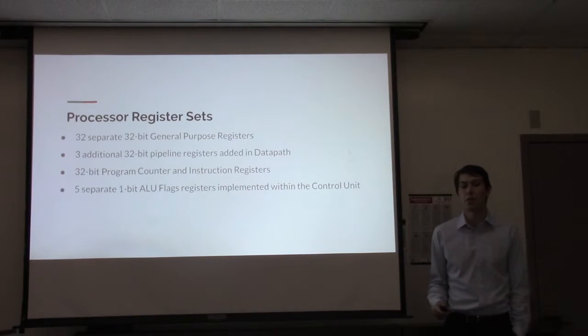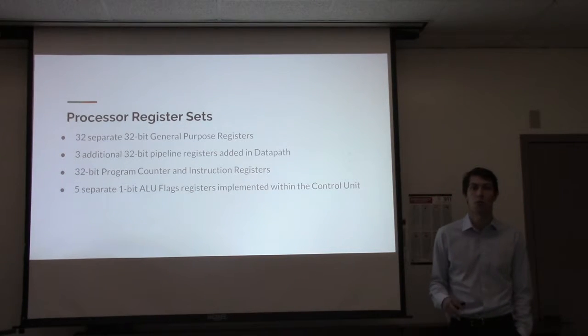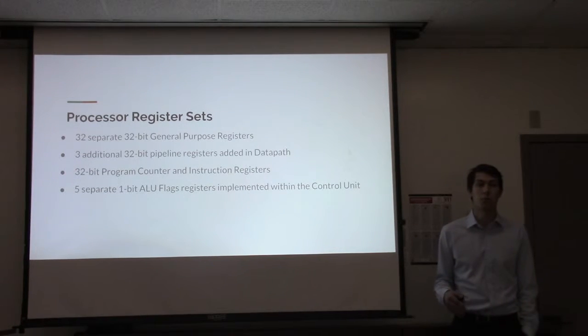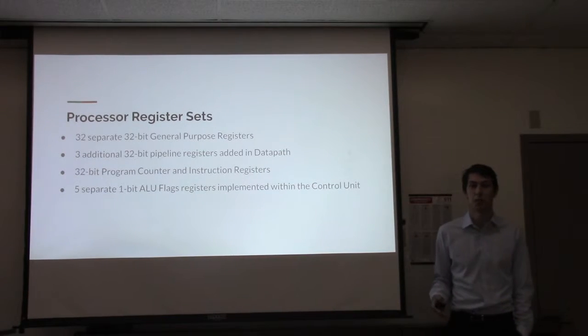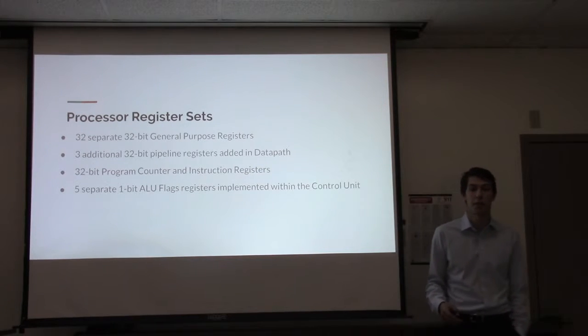For our processor register sets, we had 32 general purpose registers. Some special registers that are important are R0, which always has a value of 0, register 29, which is the stack pointer and will have 3FC, and then register 31 is our return address for a jump and link. Then we also had 3 additional 32-bit pipeline registers in the data path that were for the multi-cycle instruction, and also we looked into pipelining a little bit, but we didn't actually implement it.